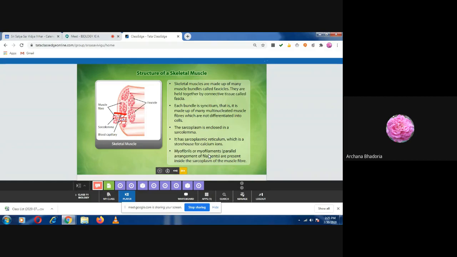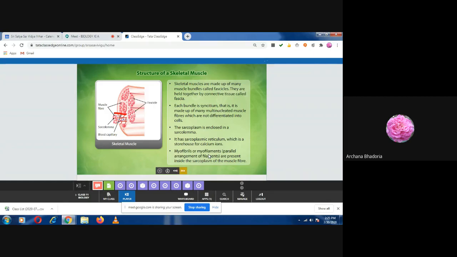For now understand this much, that muscle is made up of bundles, and these bundles together are covered by the fascia. Then inside every bundle, what is present? Muscle fibers are there. These muscle fibers are covered by the sarcolemma, and inside the sarcolemma, sarcoplasm is there. And sarcoplasm has the sarcoplasmic reticulum which stores the calcium ions.